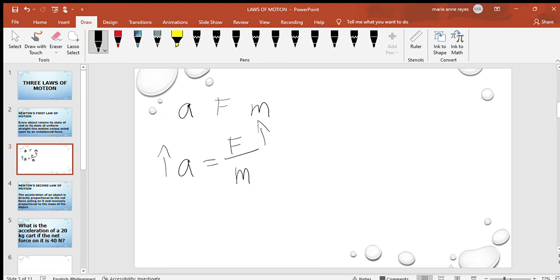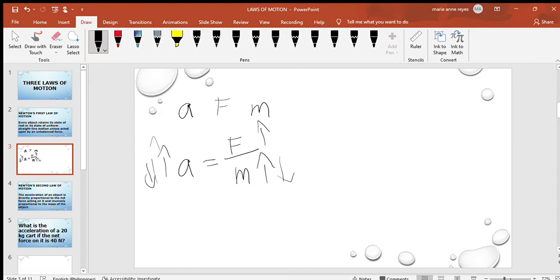Now, how about the acceleration and the mass? The relationship between the acceleration and the mass is inversely proportional. Paano, sinabi natin, what do we mean by inversely proportional? Pag ang acceleration decrease, si mass naman ay mag-i-increase. And vice versa. Pag si mass nag-decrease, si acceleration would increase. So, inversely proportional. Yan yung ibig sabihin ng Newton's second law of motion natin.